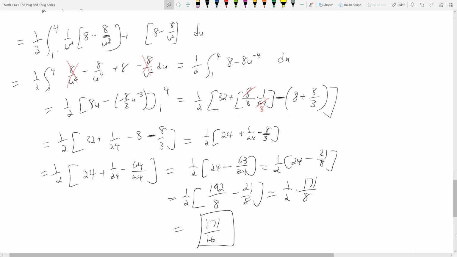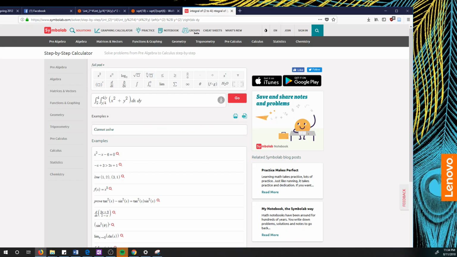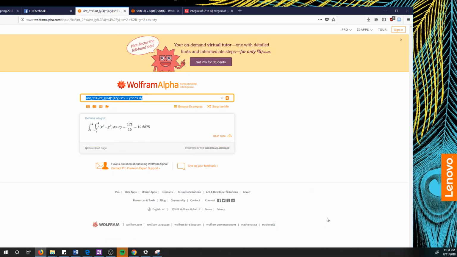And as a bonus to the end of this video, let's see if Symbolab ever figured out if it can solve the problem or not. The answer is it can't solve it. So congratulations, you literally just solved the problem that Symbolab can't solve. Wolfram Alpha gives you the answer, which is 171 over 16, which is exactly what we got, which is good. But Wolfram Alpha doesn't give you the directions. And if you actually just try to solve this integral right here, it's actually really bad. It actually turns out so bad.